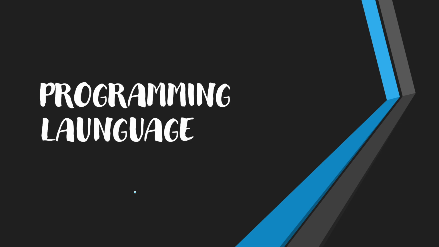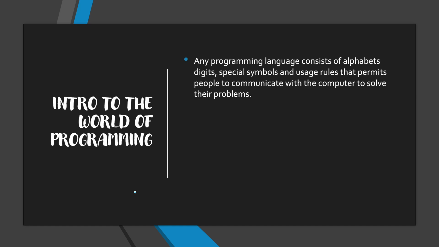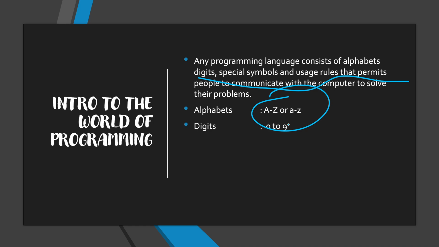So today our topic is programming language. So what is programming language? Any programming language consists of alphabets, digits, special symbols, and usage rules that permit people to communicate with the computer to solve their problems. Alphabets in English are A to Z or small a to z. Digits are 0 to 9. Special symbols, examples: plus, minus, dollar, multiplication, hashtag, etc.